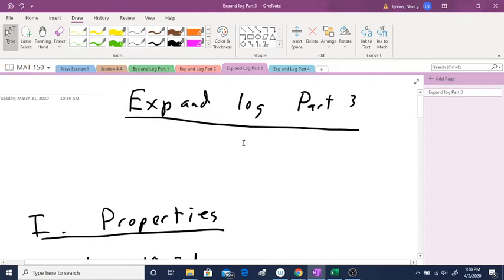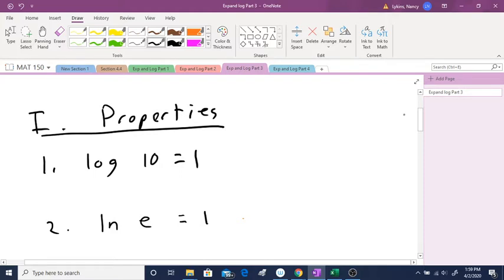Okay, welcome back. This is my part 3 video of exponentials and logarithms. So now I want to talk about some properties of the natural log and the log, and I'm going to give us some examples of exponential problems solving for the exponent. So first I'm going to look at some properties.